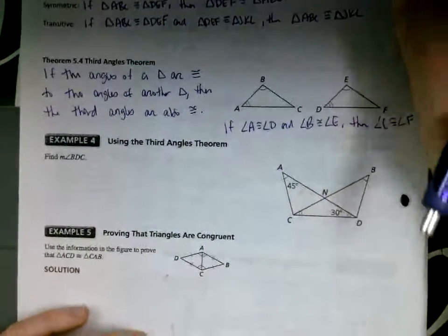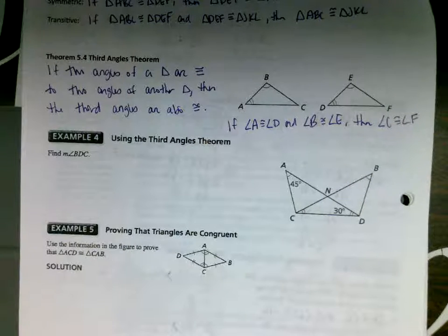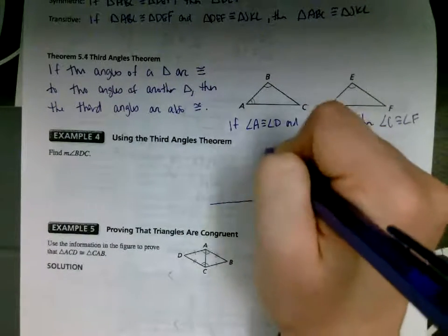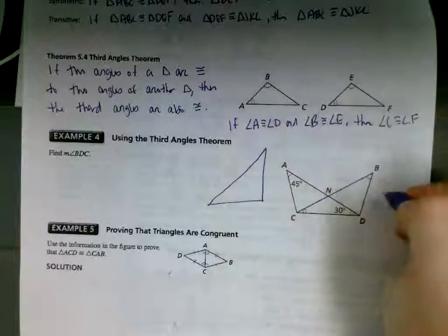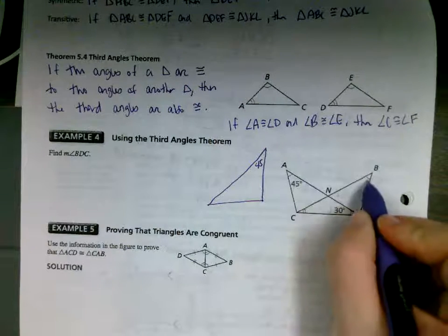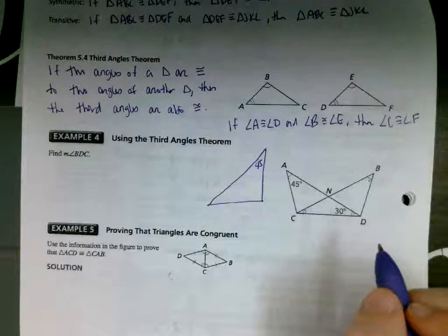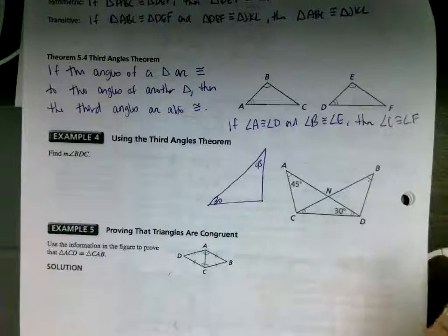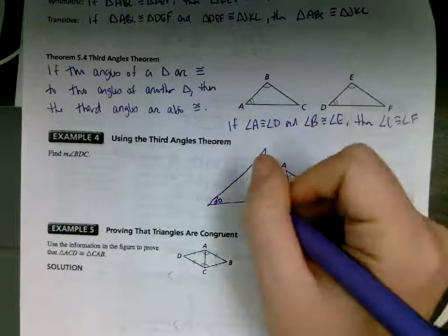Okay, so in example 4, using the third angles theorem, I kind of like to think of this as two different triangles, okay? You know that we're using the third angles theorem here. So I'm going to redraw this one over here. So I know that 45 is up here, because this has one mark, this has one mark. And down here, I see that this one has 2 marks, which is 30. So that means that this one also is 30. So then what is remaining, I'm going to label X.